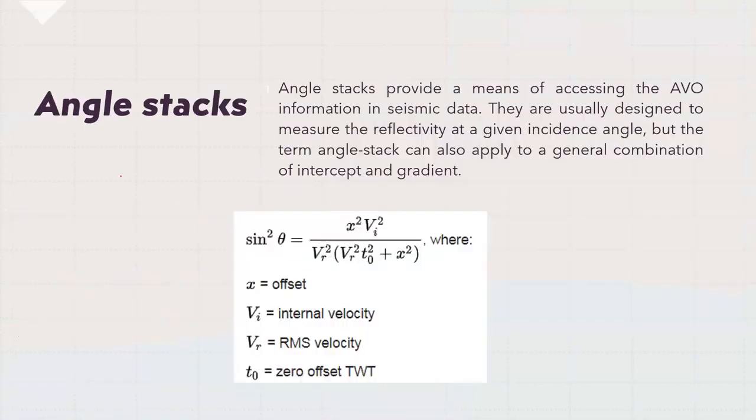Another term which we use is the angle stack. That is about the offset, which we have looked at before. Now we look at the angle stack. Angle stack is based on the AVO information of the seismic data, and it is usually designed to measure the reflectivity at a given incident angle. But the term angle stack can also be applied to the general combination of intercept and gradient.